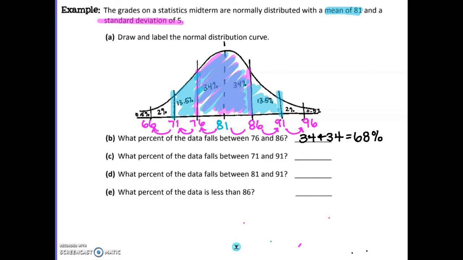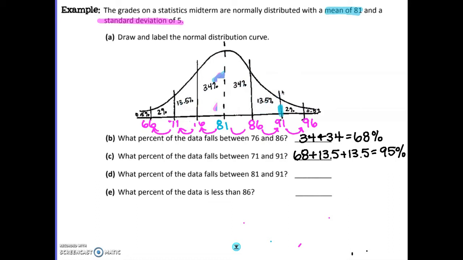So here we go. 68 already highlighted, plus 13.5, plus another 13.5%. Well, that is going to be my 95%. Okay, let's keep going. What percent of the data falls between 81 and 91? So I'm going to erase some of my highlighting here just to clear up my graph a little bit more, because I need to go from 81 to 91 now. And let me write back in this 76 that was erased.